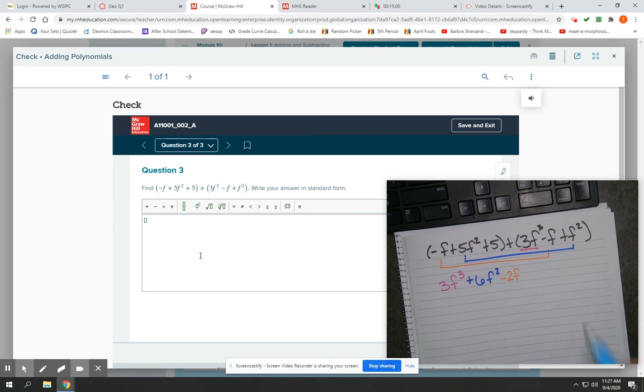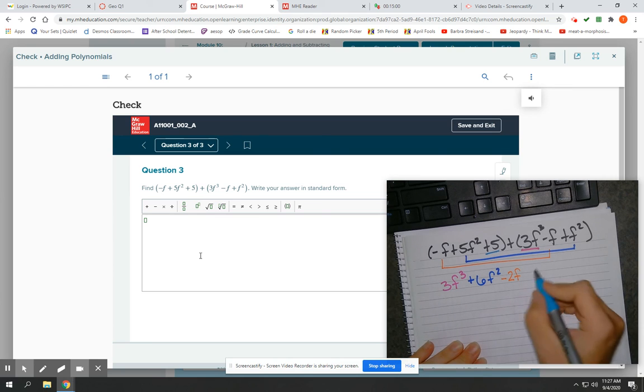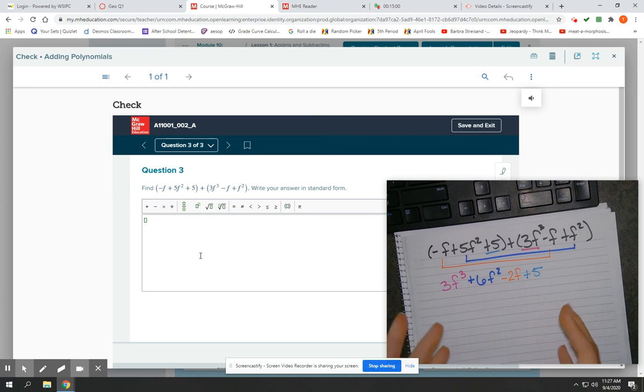And lastly, looking at my constants, I've got 5. That's it. So plus 5. And if you're doing it in this way, you're always going to end up in standard form. Okay? So 3f to the third plus 6f squared minus 2f plus 5. Final answer. Questions?